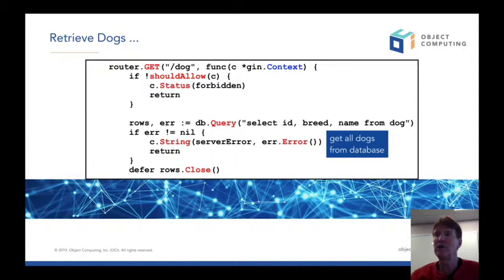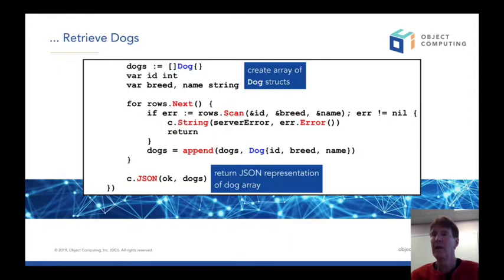That gives us a rows object that must be closed when we are finished using it. Go has a nice feature for doing this sort of thing called defer. It takes a call to a function that will not be executed until the current function is ready to exit.